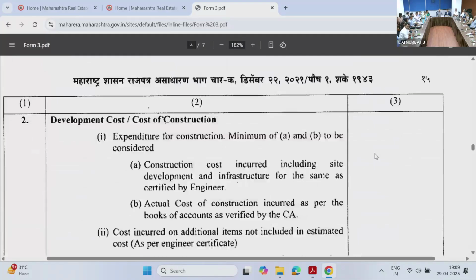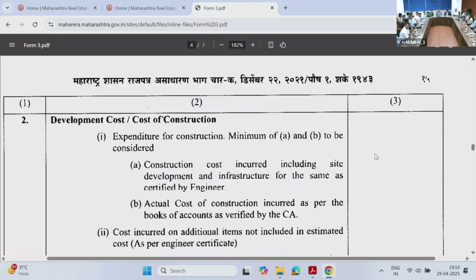If you look at this portion, development cost expenditure for construction, minimum of A and B to be considered. This is very important, and normal mistakes are happening in this part. A is construction cost incurred including the development and infrastructure for the same as certified by the engineer. Form B, which we are getting from the engineer, that figure we have to mention here. And then B is actual cost of construction incurred as per the books of accounts, which we certify.